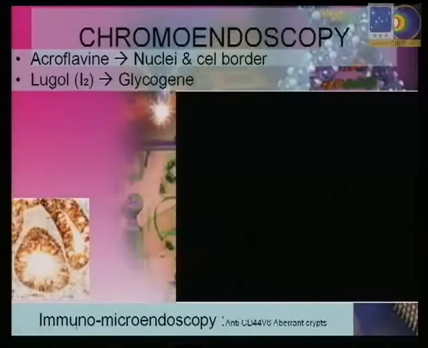But furthermore, you can also immunostain the fluorescence, so make immunofluorescence with specific antibodies. Some of those antibodies could detect specifically pre-malignant or malignant areas. Therefore, you can go directly and selectively to the area of interest.